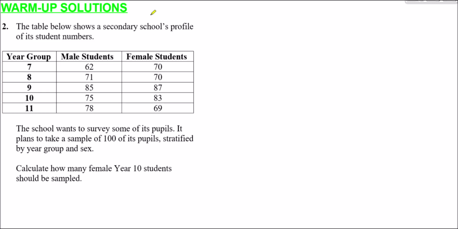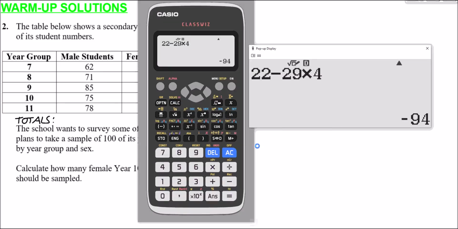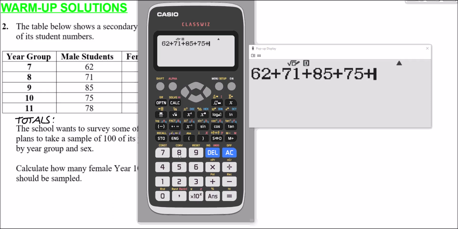Well, what we need to do here is to add up the total frequency. So what's the sum of all the frequencies? So essentially, we're just adding up all these values here. So 62 plus 71 plus 85, all of these added together. So what we can do here is just total these up for male and female. So for male, it's 62 plus 71 plus 85 plus 75 plus 78. That gives a total of 371 male students.